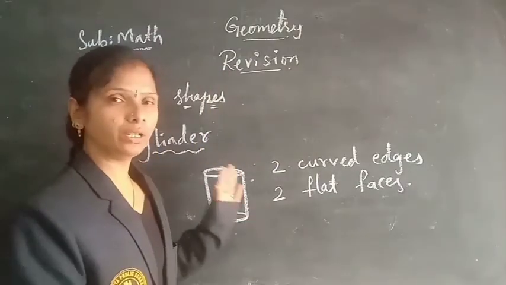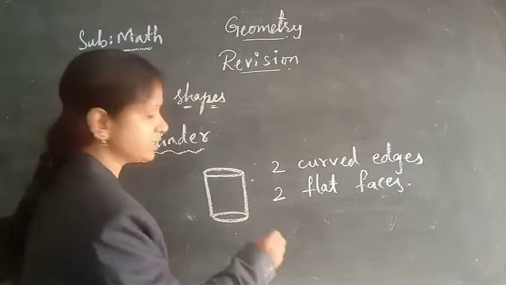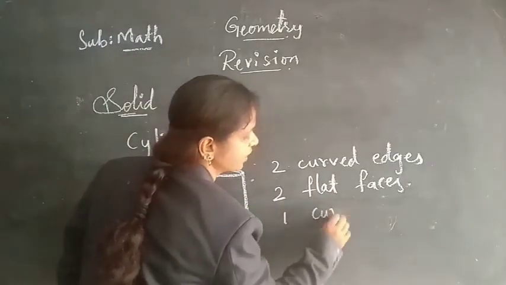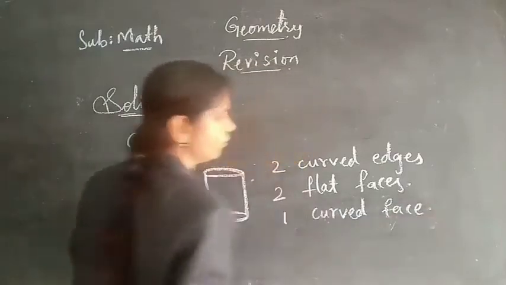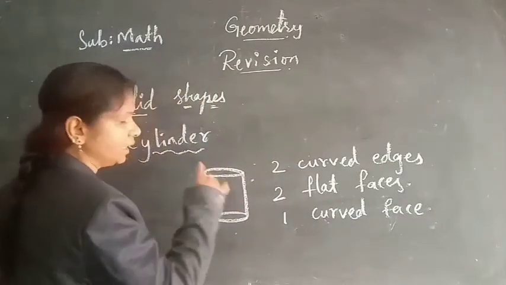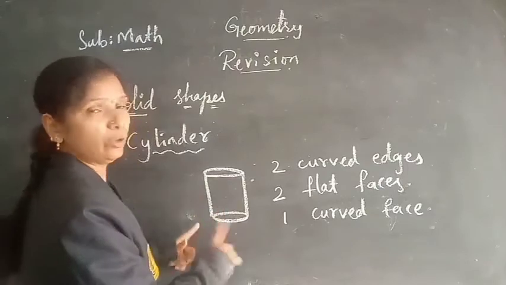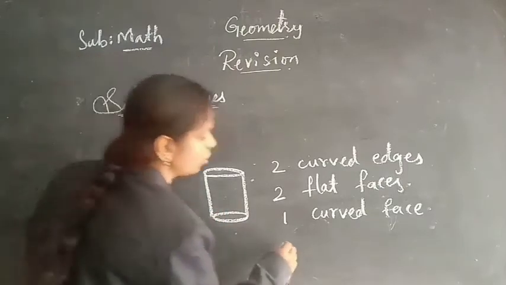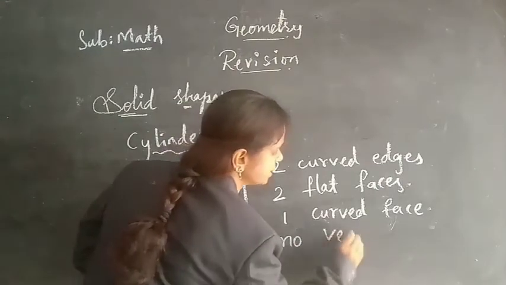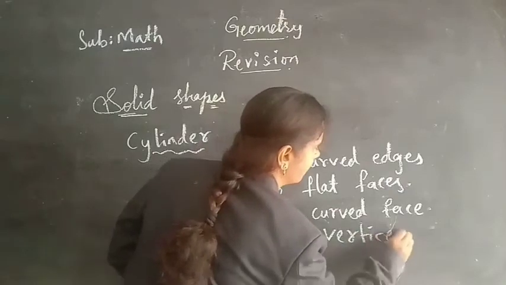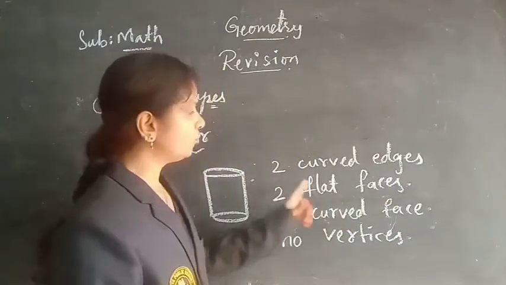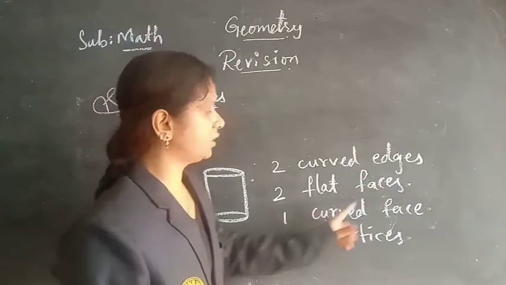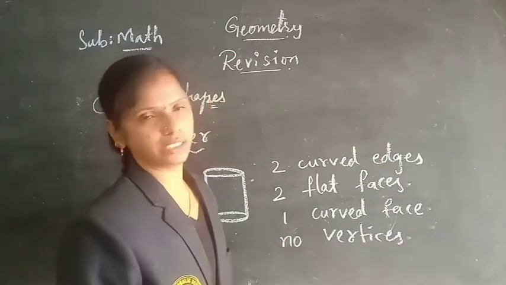Children, you can see around one face. So one curved face. And here we don't have any vertices in a cylinder, so no vertices. A cylinder has two curved edges, two flat faces, one curved face and no vertices.